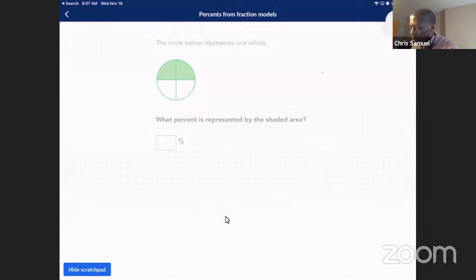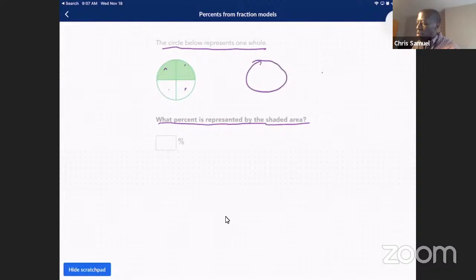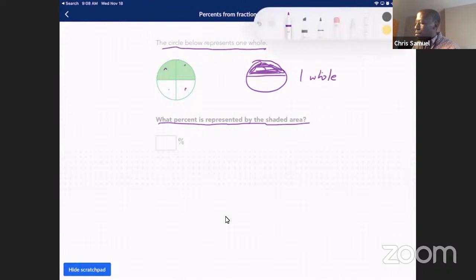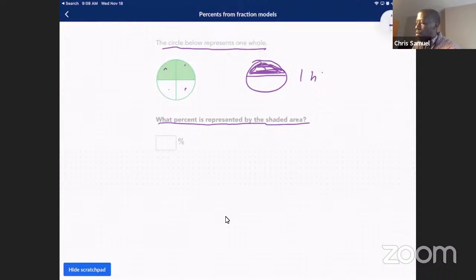So here it is. The circle below represents one value, and you have 1, 2, 3, 4. What percent is represented by the shaded area? We could look at this whole circle and say it is one whole. Then if you cut it in half and shade in this piece, that would be 1/2.